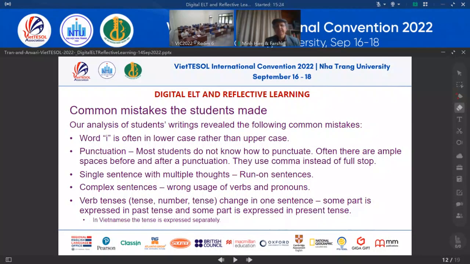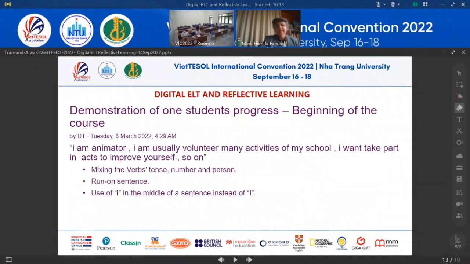Punctuation was another big problem area because many students put a lot of spaces before or after punctuation, or even both sides. They use a lot of punctuation, and what they do is replace commas with full stops back and forth. We noticed that the students only know about the comma and full stop and nothing else as far as punctuation goes. They wrote almost a whole paragraph in one sentence. That means they had run-on sentences, and they often used verbs and pronouns wrongly, so that in one sentence some part is expressed in past tense and some part in present tense.